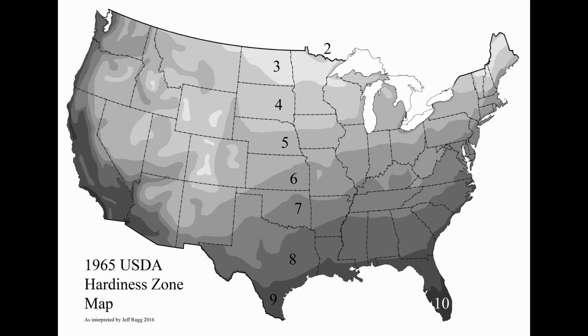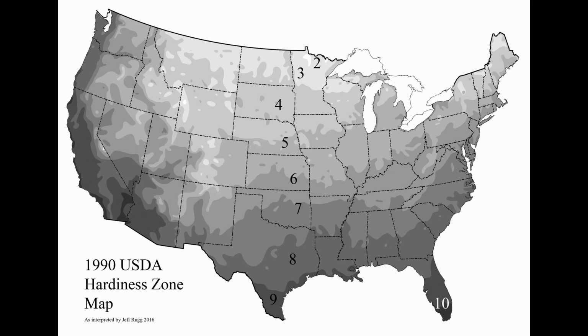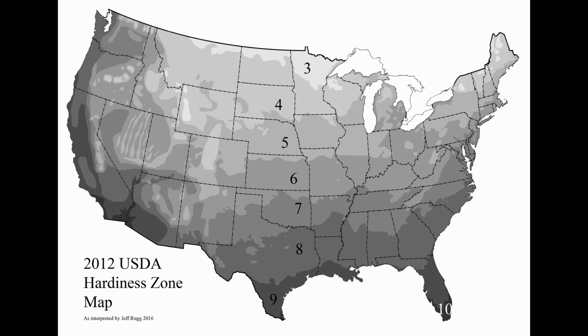Look at Zone 3 in each map. In 1965, the cold zone just dipped into North Dakota, Minnesota, Wisconsin, and upper New England. In the 1990 map, Zone 3 covers a much larger area in Montana and the other states. But in the 2012 map, Zone 3 moves back up to the Canadian border.